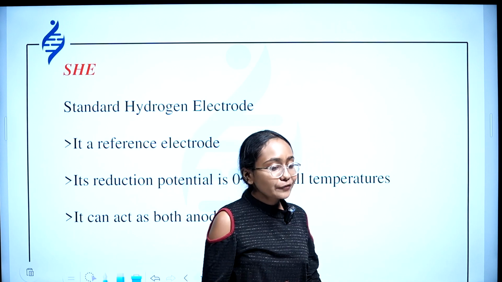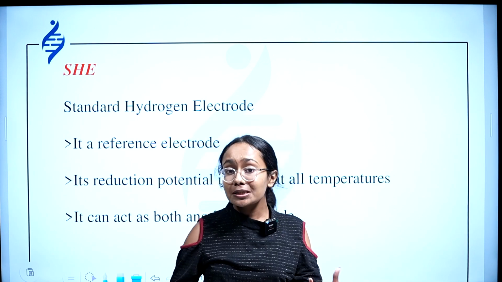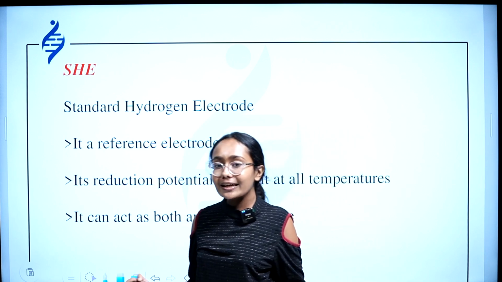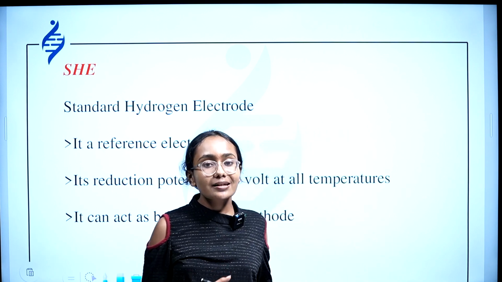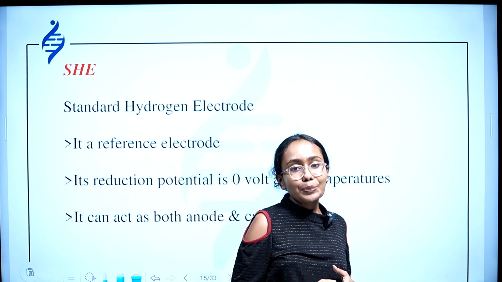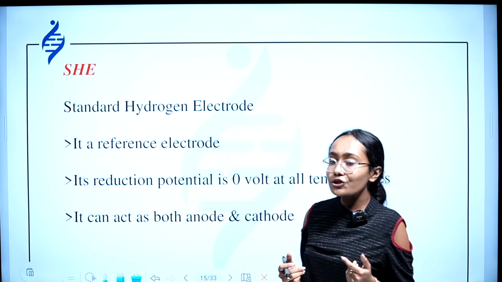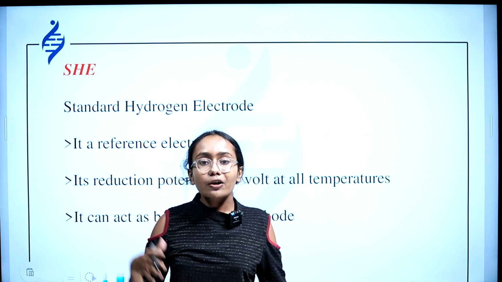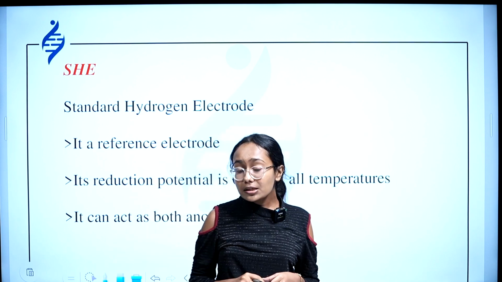In the previous class we learned about electrochemistry, what is electrolysis, what is a cell, and what are the two types of cell, electrochemical cells and electrolytic cells, and the function of the Daniell cell, or the cell representation. In today's class, we are mainly going to discuss the standard hydrogen electrode and the Nernst equation.